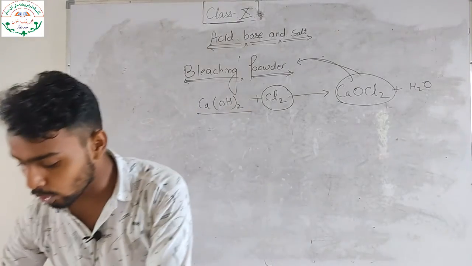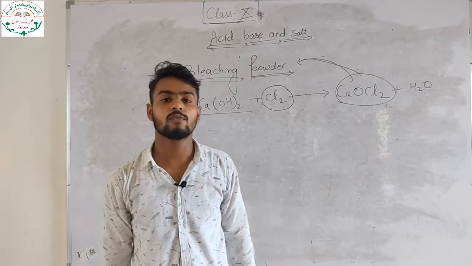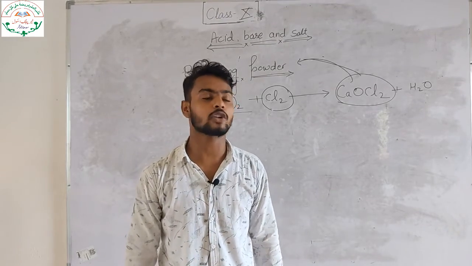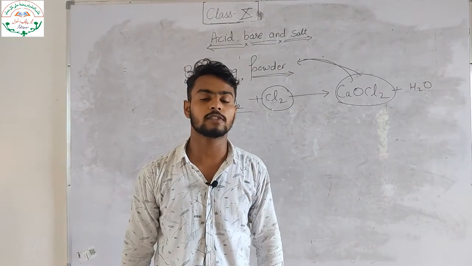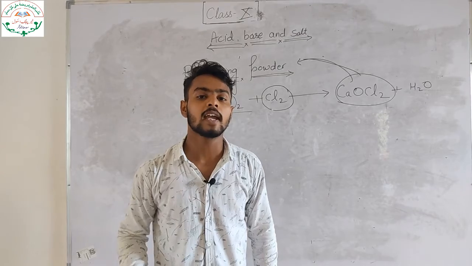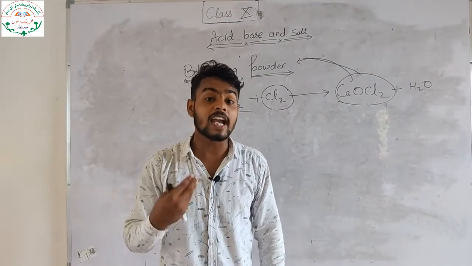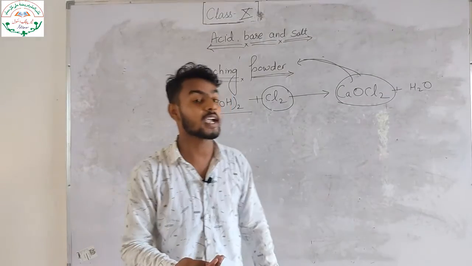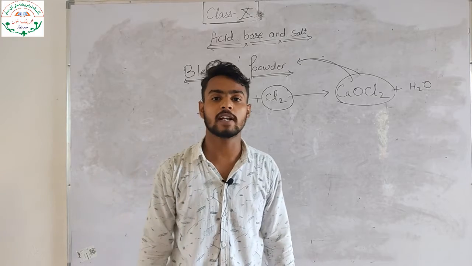Now we are going to stop that topic, because these are the two laboratory preparations of compounds: the first is sodium hydroxide and the second is bleaching powder. Now I know how we can prepare the bleaching powder and how we can prepare the sodium hydroxide.